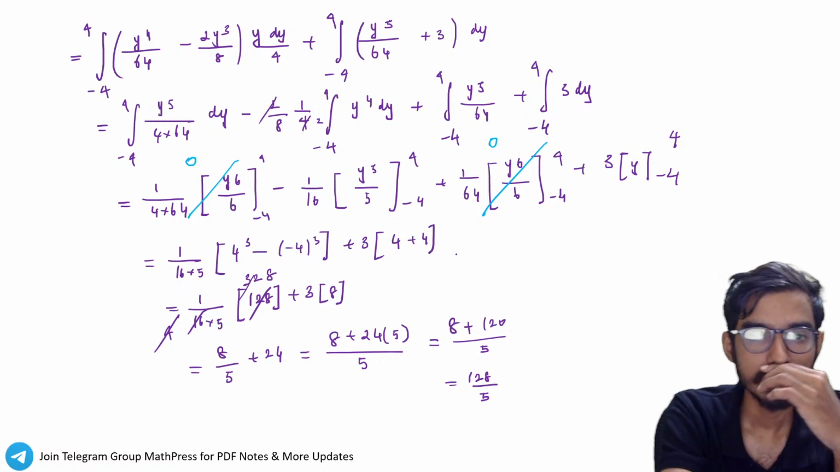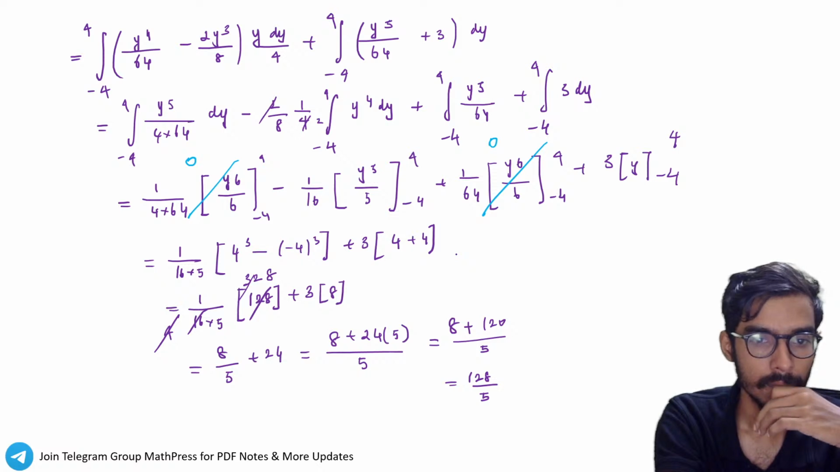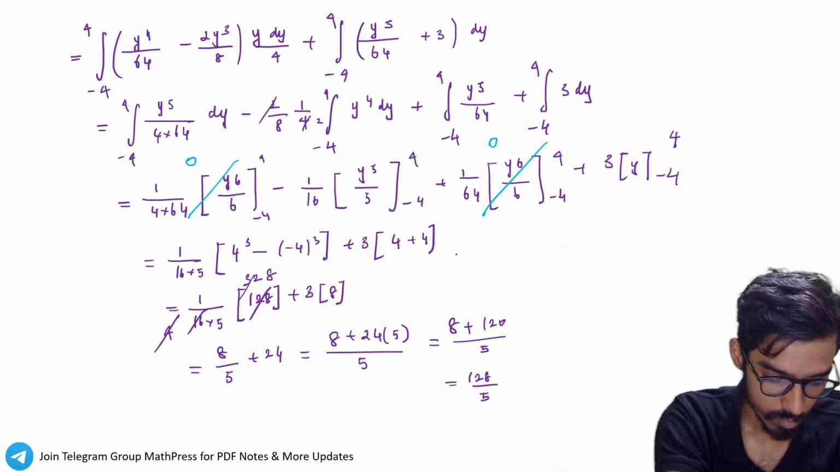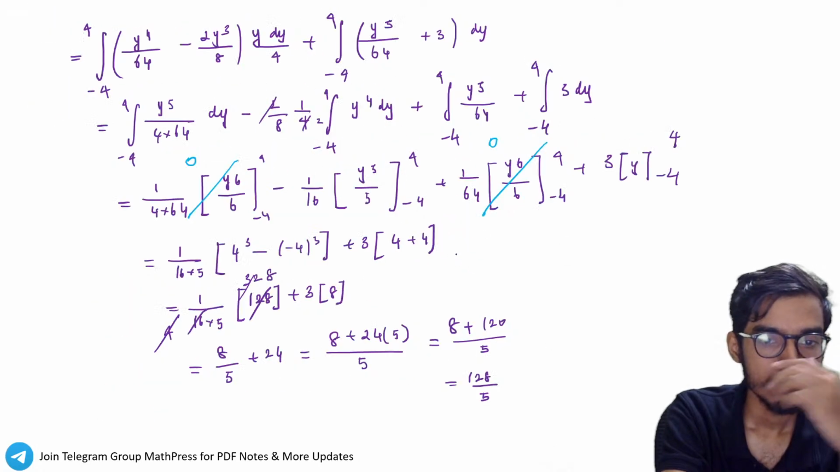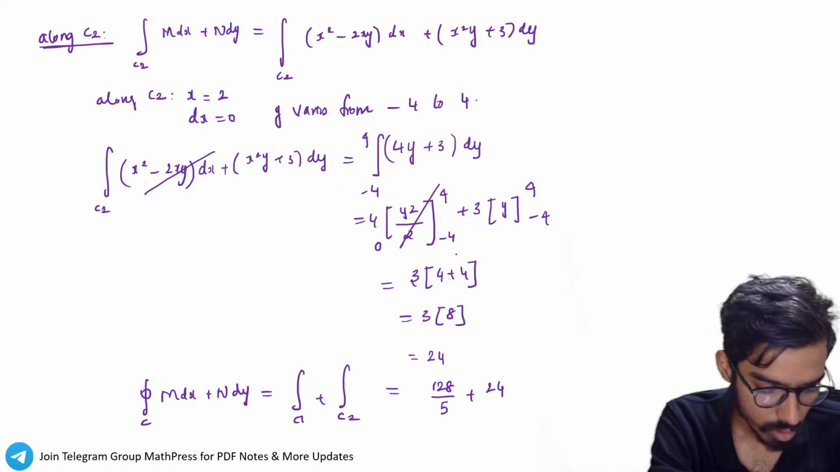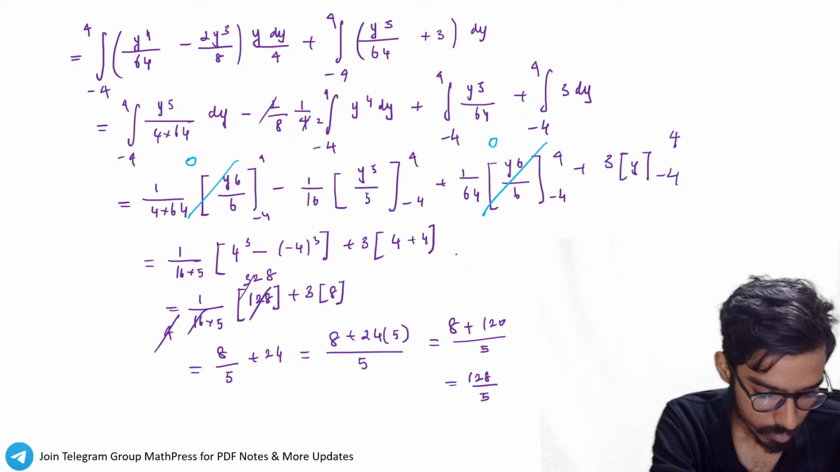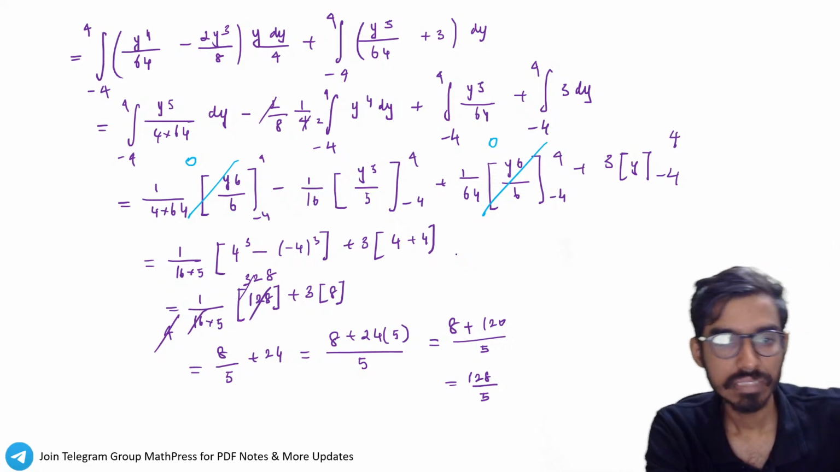Is there any term that we have missed? I'm not getting the answer. So actually, along C2, it is 24. So along C1, we are getting the answer to be 128 by 5 minus 24. Is there any mistake that we have made here?